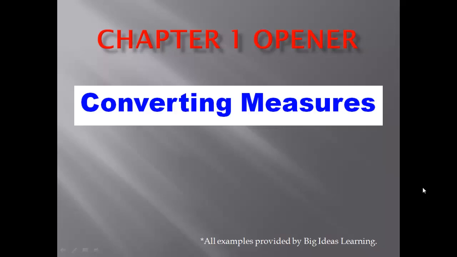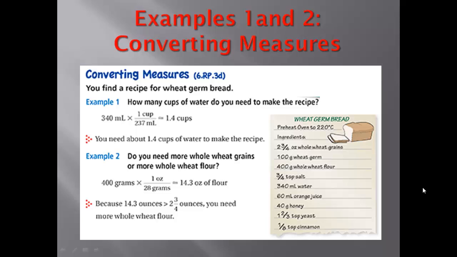Today's lesson is on converting measures. First, we're going to look at a couple of examples for converting measures. You find a recipe for wheat germ bread. For our first example, how many cups of water do you need to make the recipe?